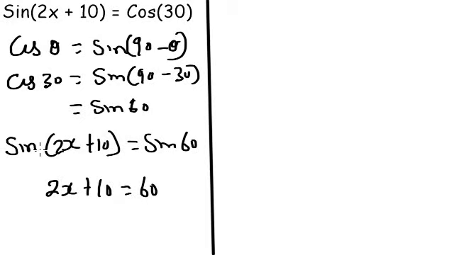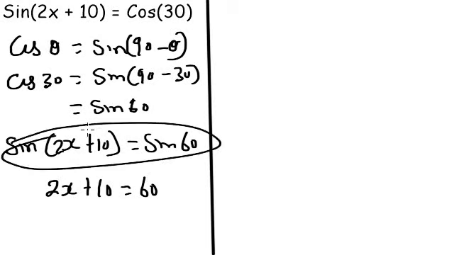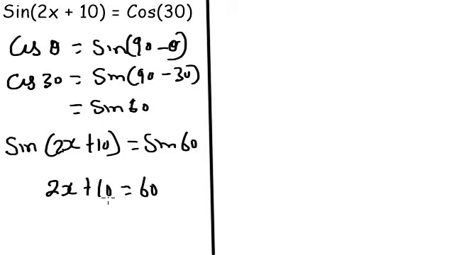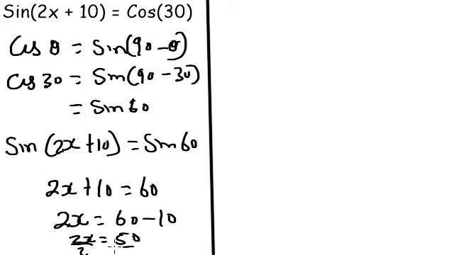You don't need to cancel the sine. This is just by reasoning. If this 2x plus 10 is not 60, then this wouldn't have been true. So it has to be equal to 60. Then the goal is to solve for x. Then we have 2x equals 60 minus 10, which will be 2x equals 50. And dividing through by 2, we end up having the value of x to be equals to 25. And that is the solution to this problem.